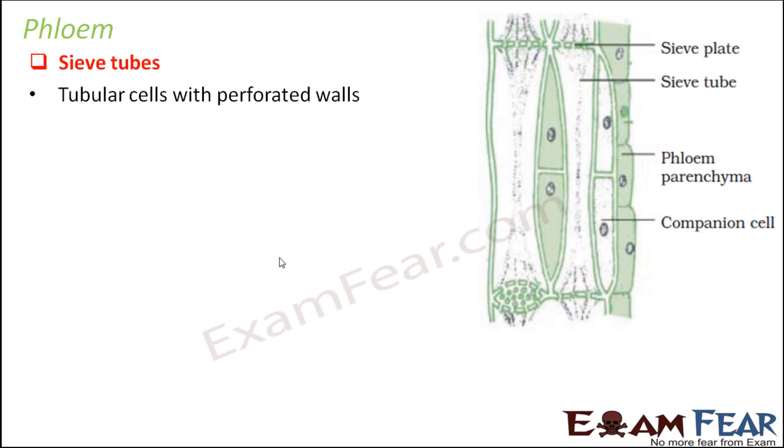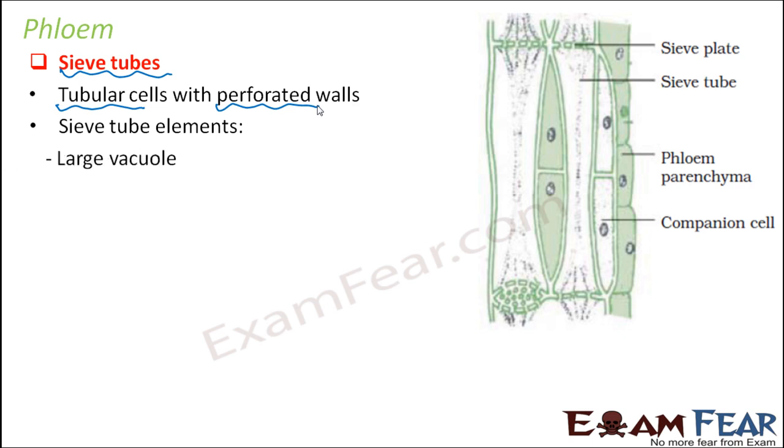So these are tubular cells with perforated walls. As I said, the name itself explains it. Tubes, so tubular. Sieve, that is wide, small holes or small pores or perforations. So their walls have small perforations, and those perforations actually act as interconnection between the different cells. So they actually help in communication between the cells. Now again, the sieve tube is made up of different structures called sieve tube elements.